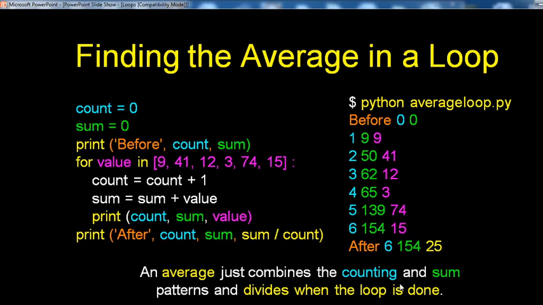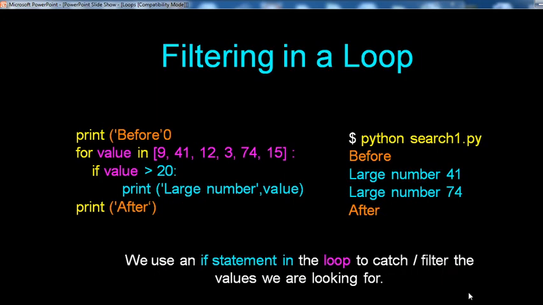The average just combines the counting. That is counting this. What is counting? 6, up to 6. And sum. What is sum? You have 154, and the pattern then divides when the loop is done. Simply remember counting, sum and average. An average just combines the counting and the sum, and divides when the loop is done.